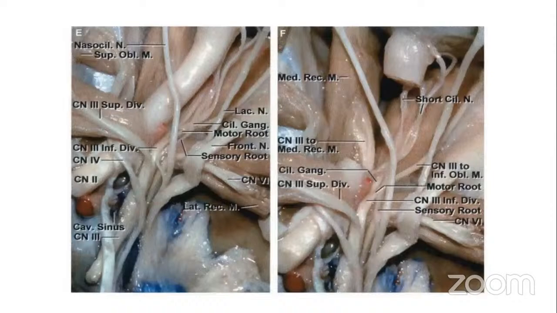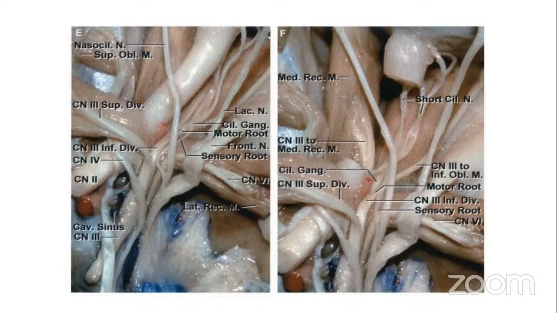So here is the enlarged view of the oculomotor foramen in diagram E. While in diagram F, the annular tendon has been divided between the origin of the superior and lateral rectus muscles. So here you can see the annular ring has been divided between the origin of the superior and lateral rectus muscles. The abducens nerve enters the medial aspect of the lateral rectus muscle.